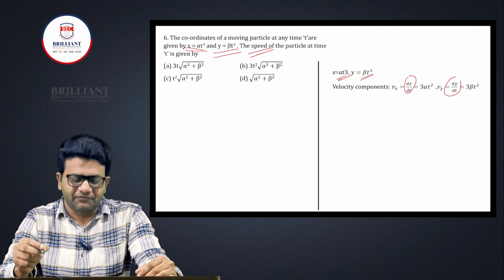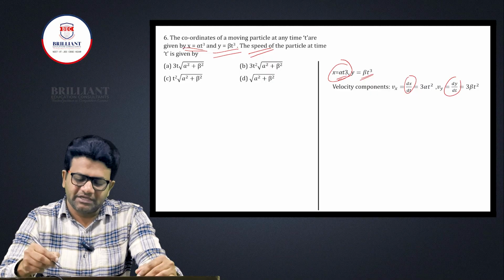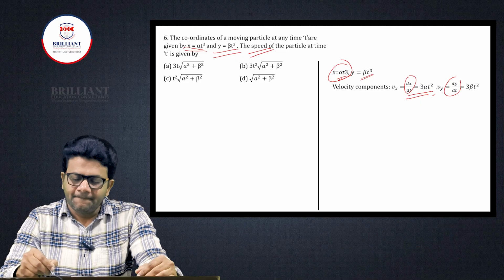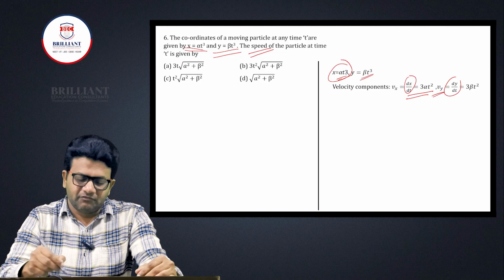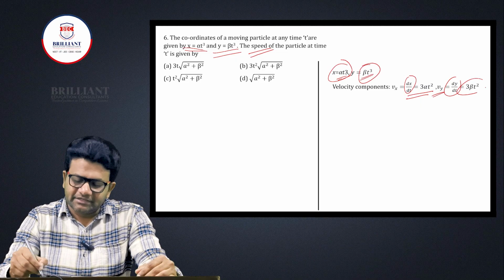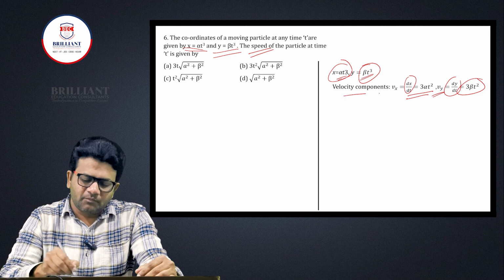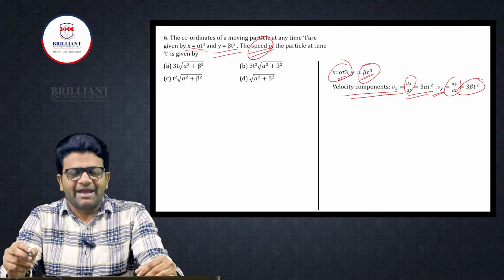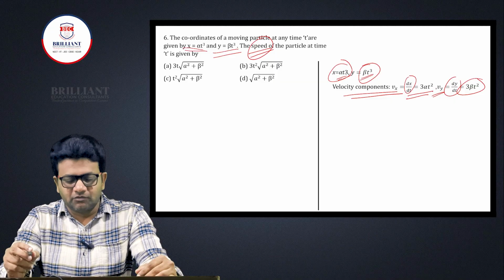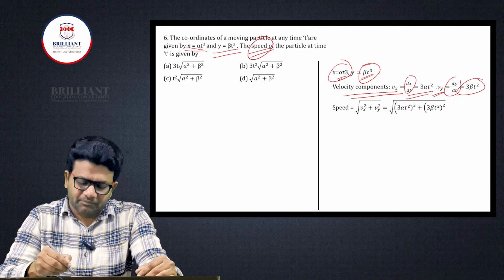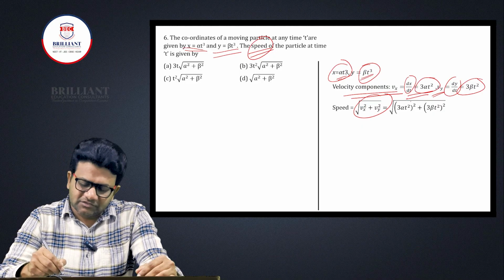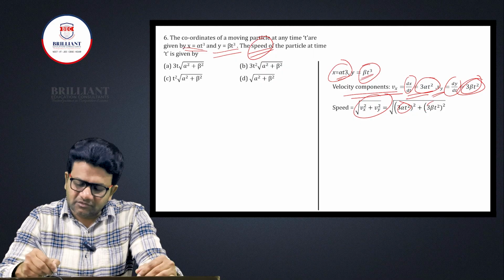The velocity x component is dx by dt, and the y component is dy by dt. So for dx by dt we differentiate x with respect to t, which is equal to 3 alpha t square. Differentiating y with respect to t, we get 3 beta t square. So these are the velocity components vx and vy. From this we have to find out the speed. The magnitude of the speed is equal to the square root of vx square plus vy square.